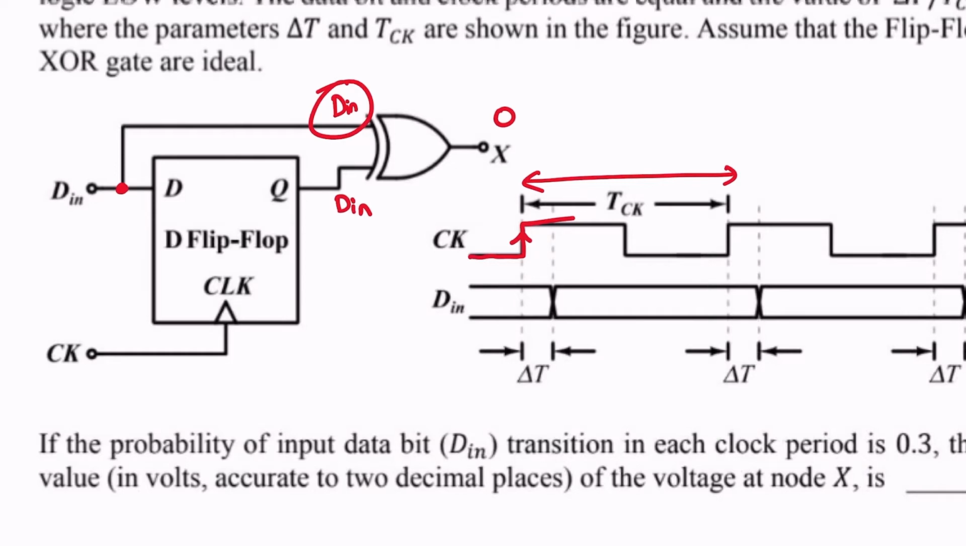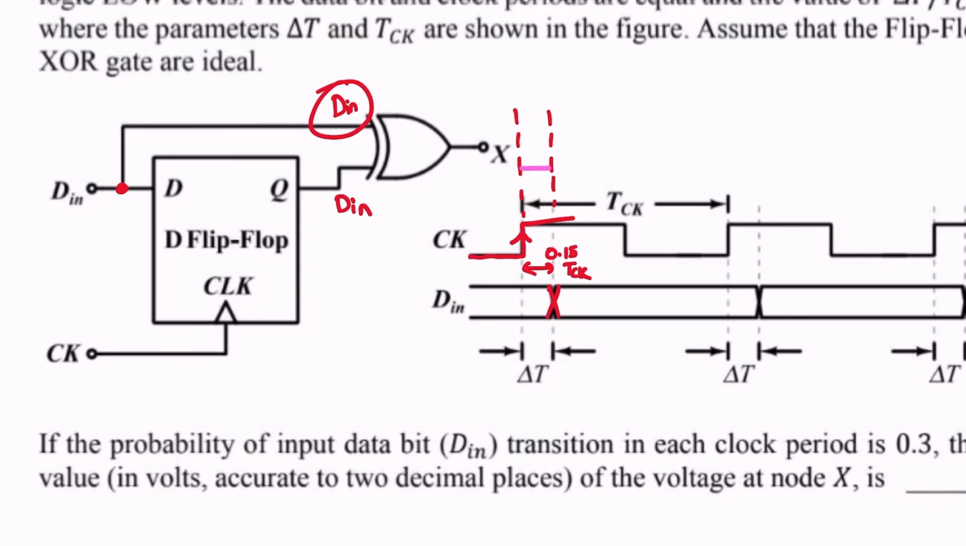So we have presumed that within this clock cycle, D in is going to flip at this point. So for 0.15 T clock, the output X will be 0, because the inputs to the XOR gate are both the same.